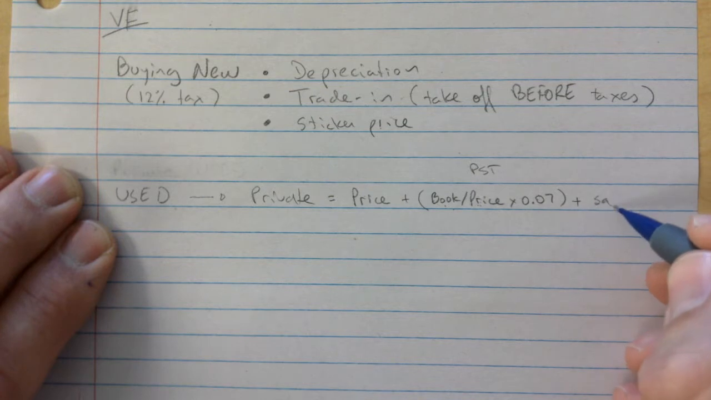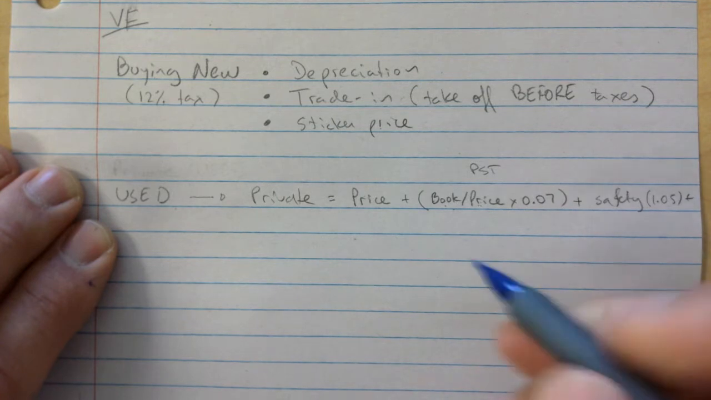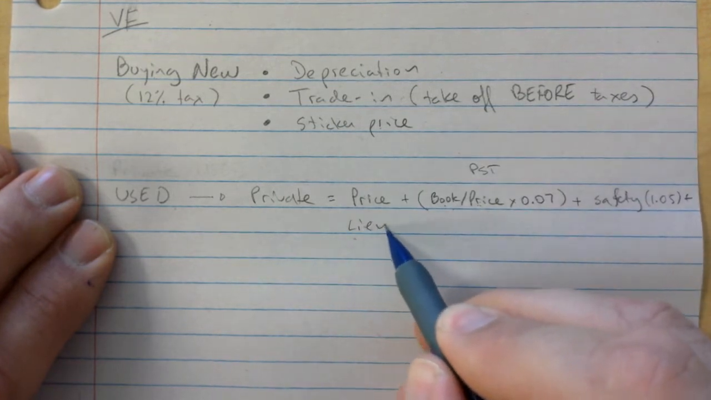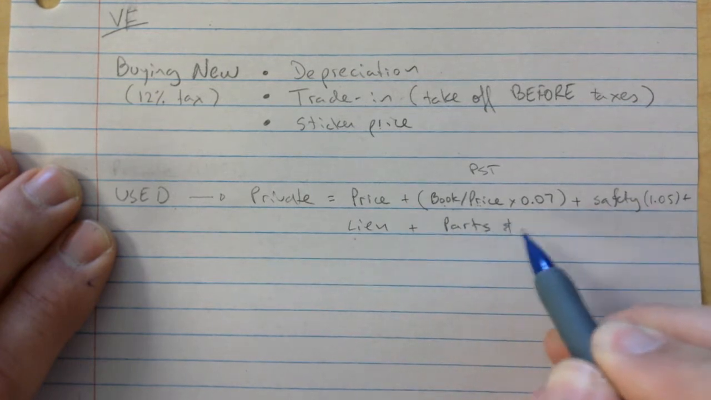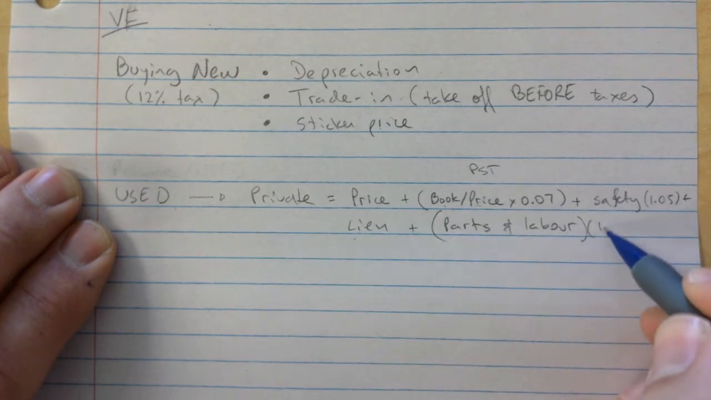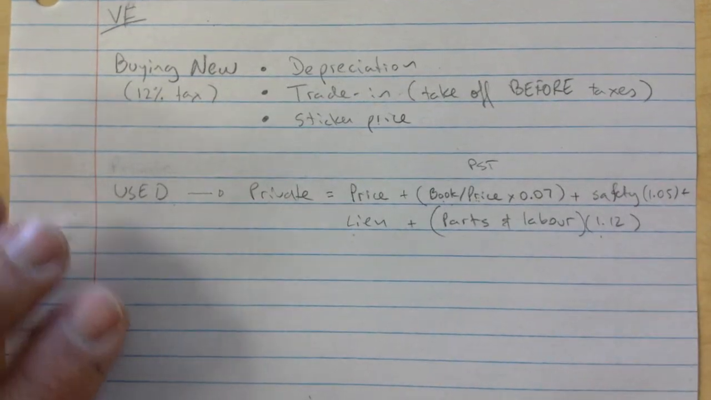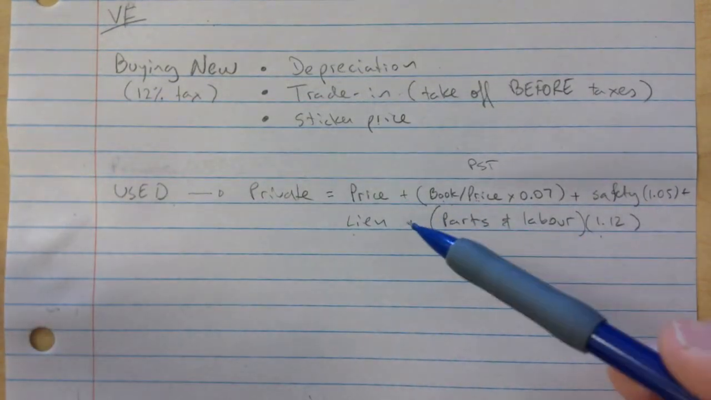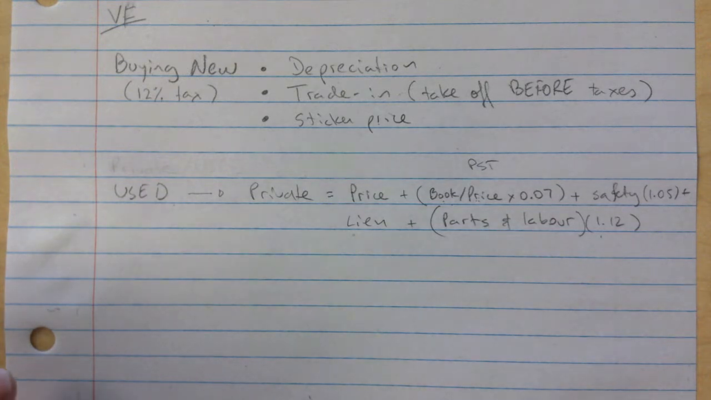Plus safety times 1.05 plus lien, no tax, plus parts and labor. We would multiply that by 1.12. 12% taxes on parts and labor. Do not add taxes after. When you do all of this, do not add another 12% or 7, whatever. Okay.